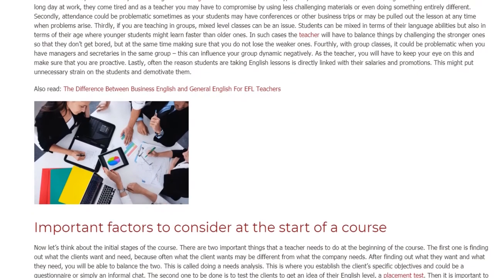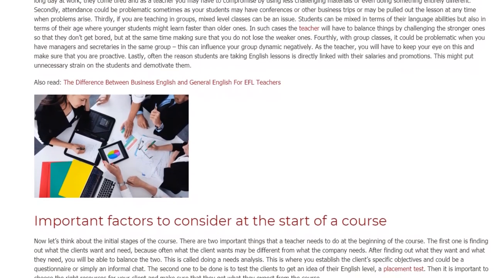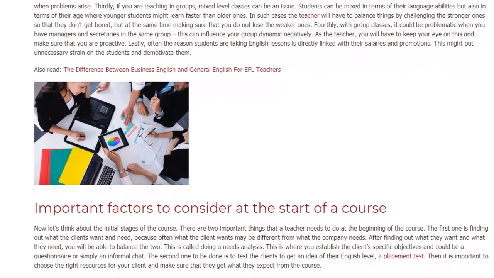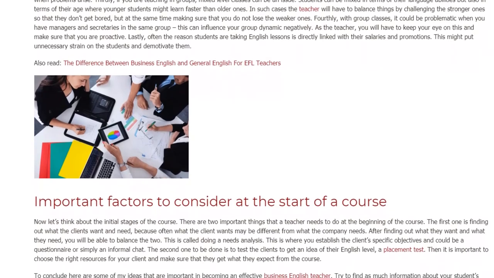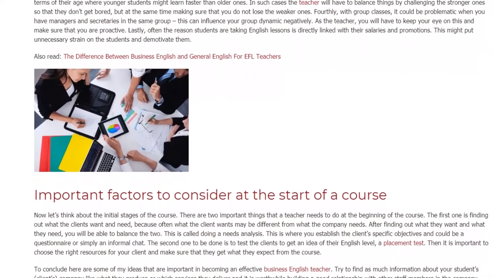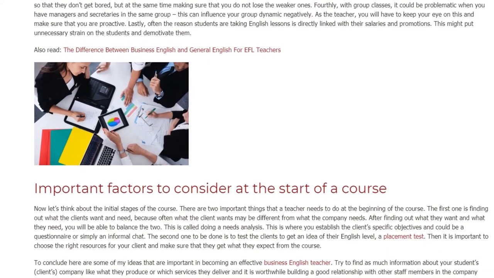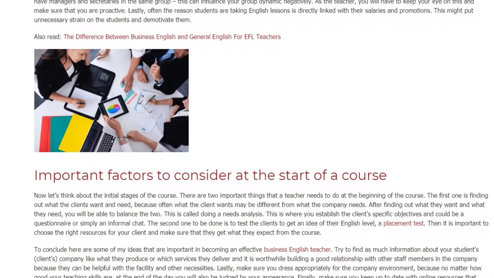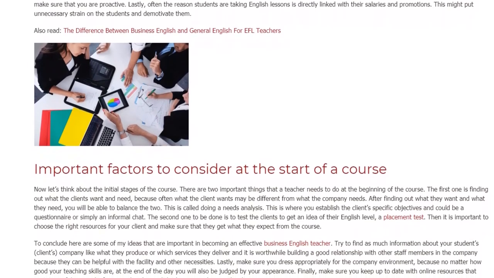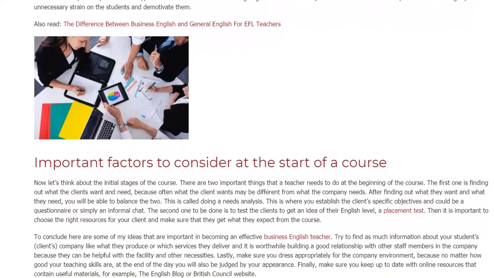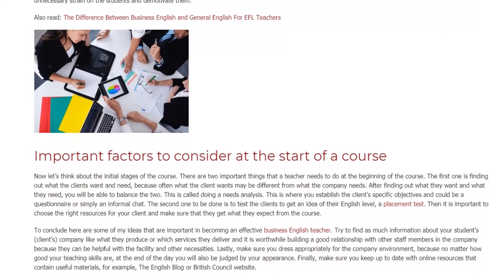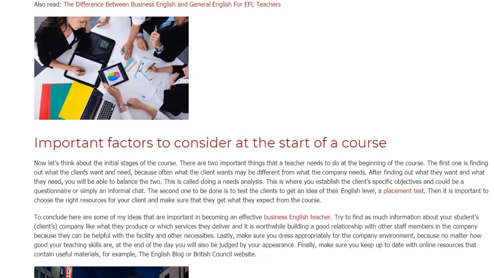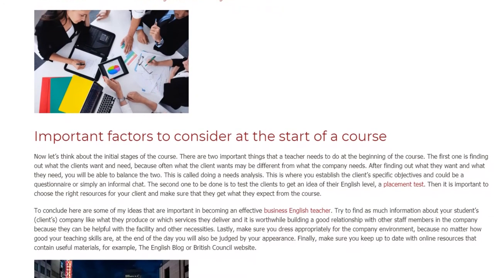Important factors to consider at the start of a course. Now let's think about the initial stages of the course. There are two important things that a teacher needs to do at the beginning of the course. The first one is finding out what the clients want and need, because often what the client wants may be different from what the company needs. After finding out what they want and what they need, you will be able to balance the two. This is called doing a needs analysis. This is where you establish the client's specific objectives and could be a questionnaire or simply an informal chat.